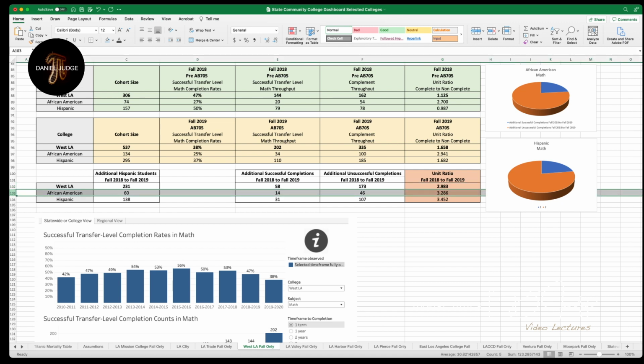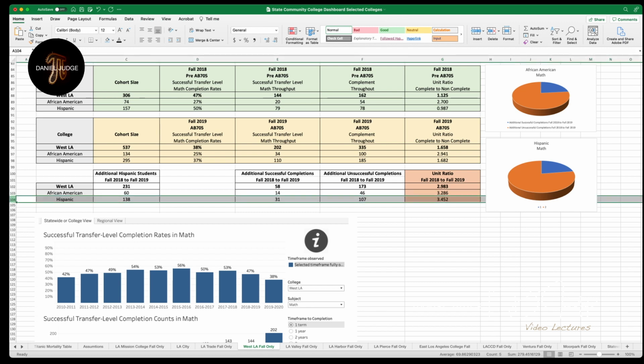60 had access, an additional 60 students that first year. These are the best students, highest GPA, and so on. For every one additional student that got through, 3.286 did not get through.